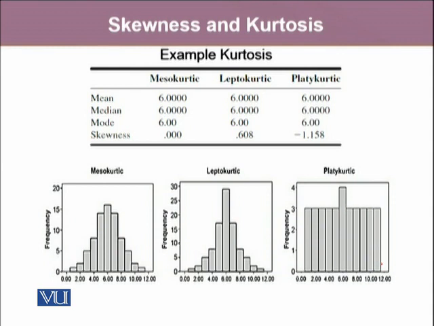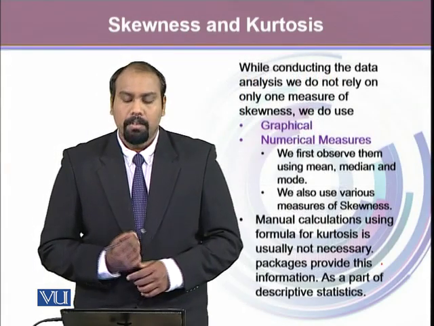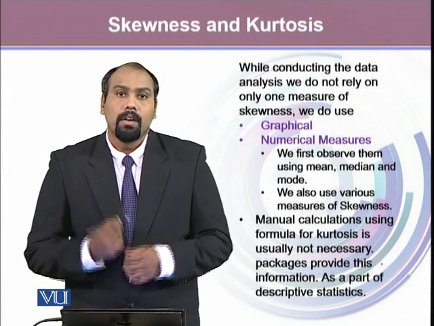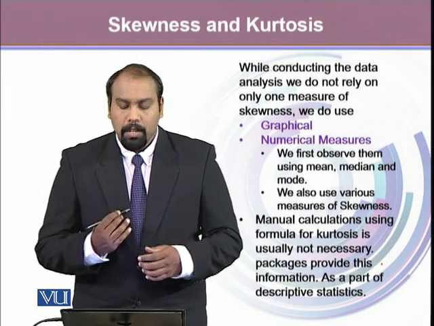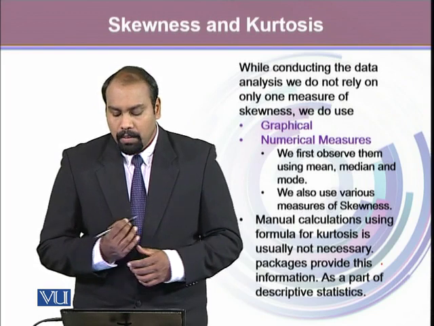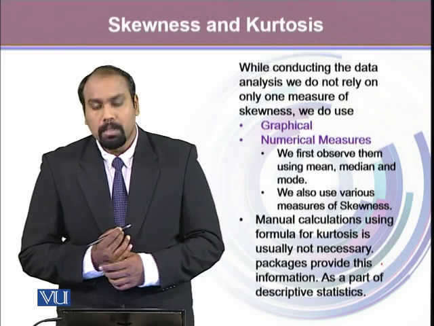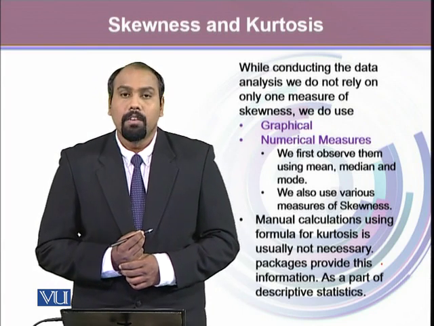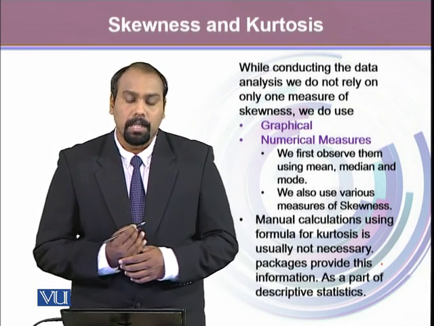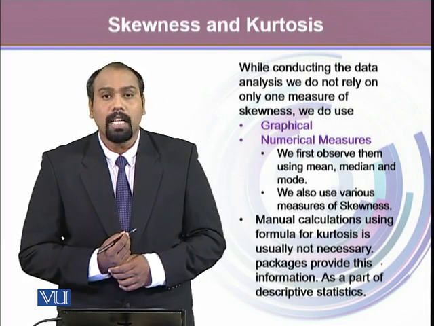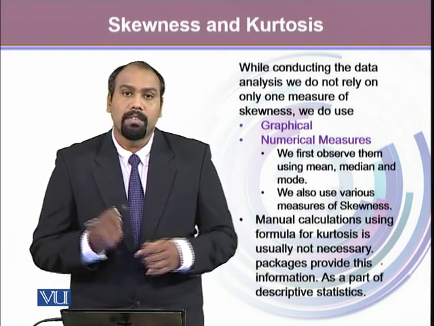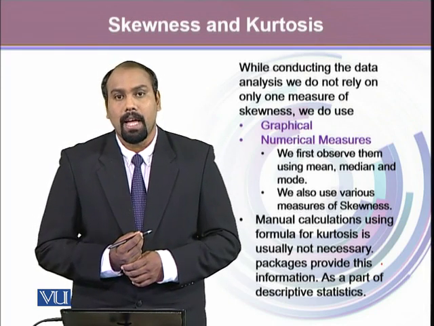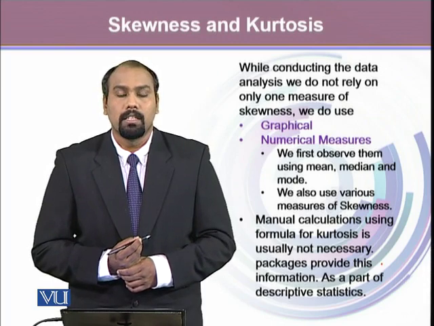While conducting data analysis, we do not rely only on one measure of skewness. We use graphical methods, and we use different numerical methods. While we use numerical methods, we first observe them with the comparison of mean, median, and mode. And then we also calculate different measures of skewness. Manual calculations using the formula for kurtosis are sometimes not feasible, but there are a lot of different statistical packages which help us to calculate these values.